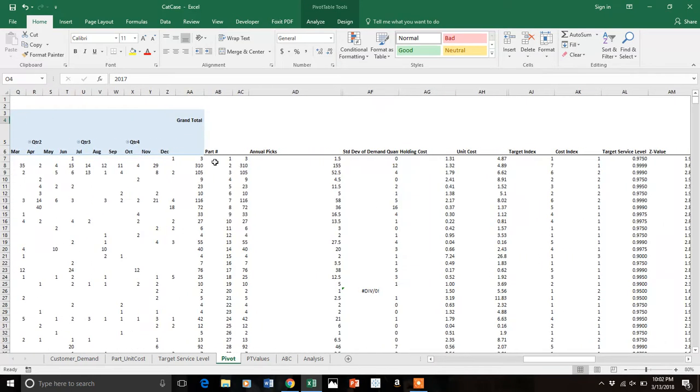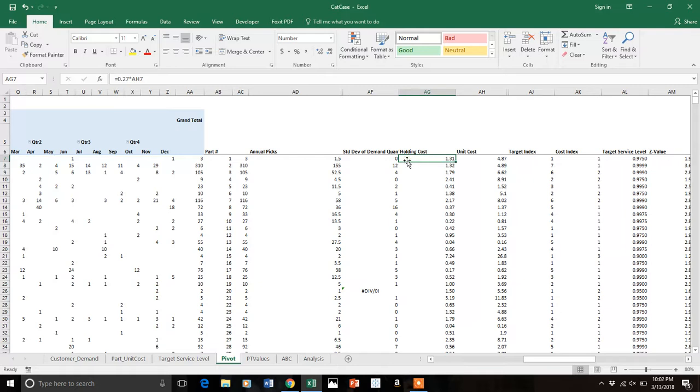If you scroll over, you can see the part number and the number of times it was picked per year, and then we did an annual pick. So we took the sum of the number that demanded and divided it by 2. Then next we found the standard deviation. We just plugged it in for a sample size.